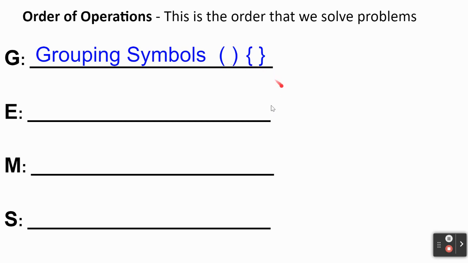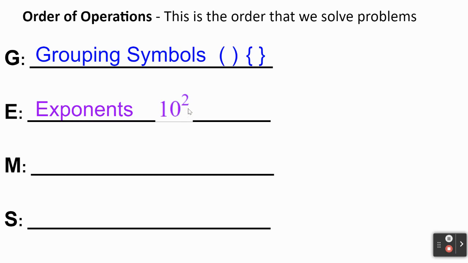After, we're going to move on to the E, which stands for exponents. An example of an exponent might be 10 to the power of 2. Remember, with exponents, the base is the number that we're multiplying, and the exponent on top tells us how many times to multiply it. So 10 to the power of 2 would be 10 times 10, or 100.